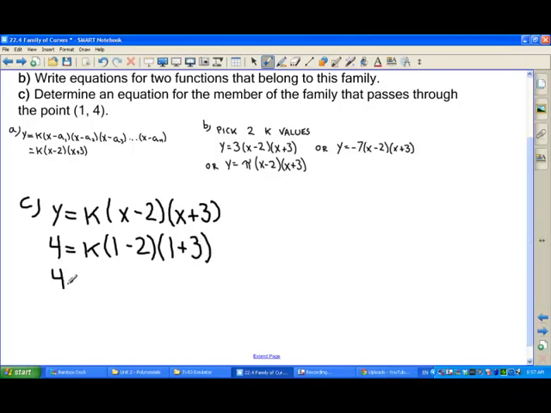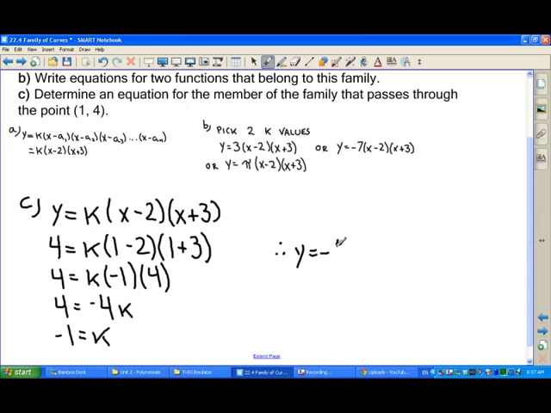And then I'm solving for k. And I think here I will see that my k value is equal to negative 1. So just a therefore statement, the member of this family would be y equals negative (x minus 2) times (x plus 3).